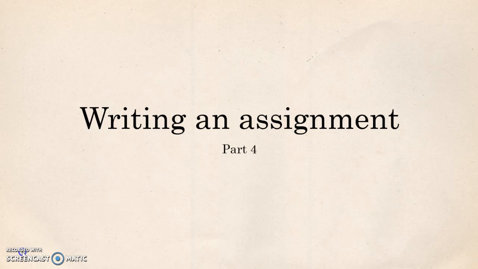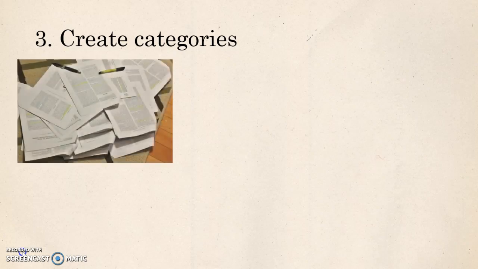And in this part, we are going to talk about the third step in the process of writing an assignment, and that is creating categories. If you remember in the previous part, we were talking about identifying relevant sections in your sources. And what you will end up by the end of that step is a pile of paper with a lot of highlighted sections on it.